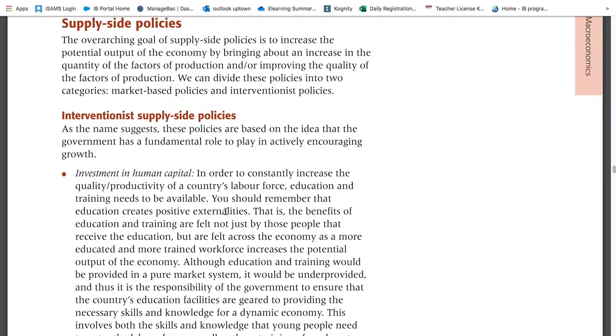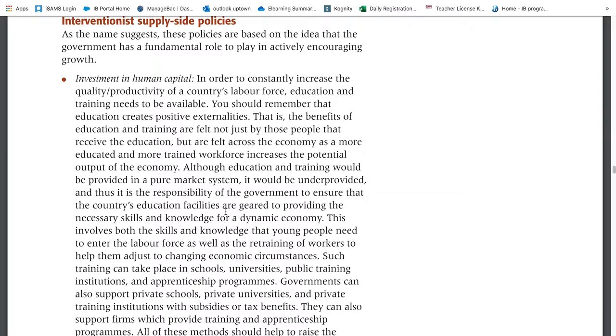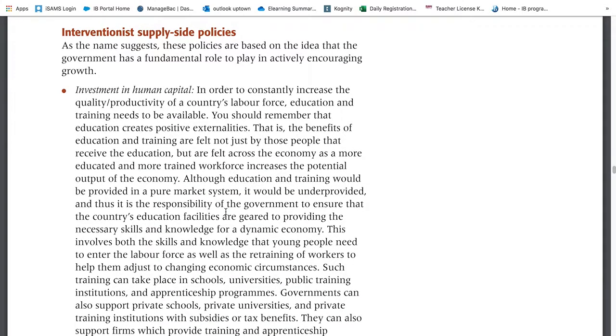So there are two different ways of doing it. Interventionalist supply side policies, as suggested, are where the government plays a much bigger role in encouraging growth. You can think of this in terms of U.S. politics, like think of the face of Obama for these strategies, because he was really good about bringing in things like healthcare and adding a lot more support from the government.